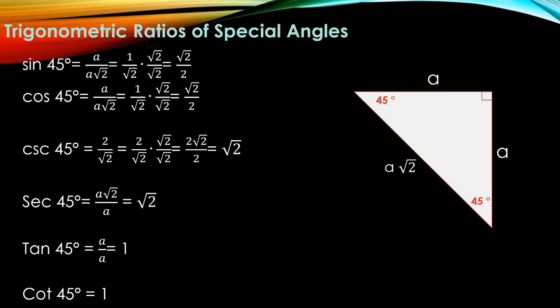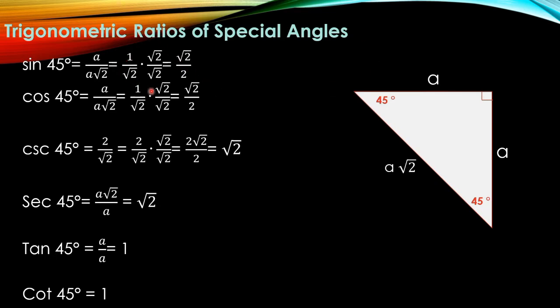So, sine 45 degrees, that is opposite over hypotenuse. So the opposite side of 45 degrees is letter A. So that is A over A times the square root of 2. Simplify, we can cancel A. So that is 1 ang matitira sa taas. Sa ilalim ay the square root of 2.